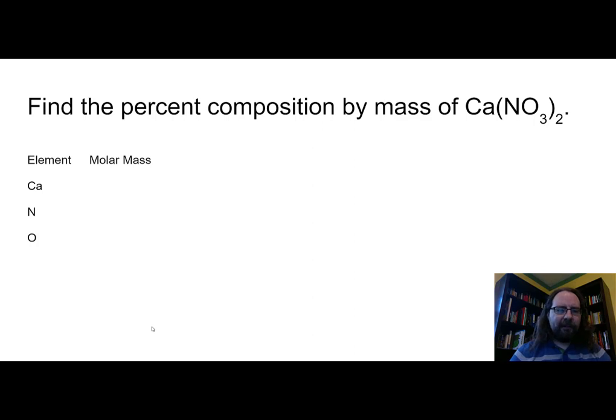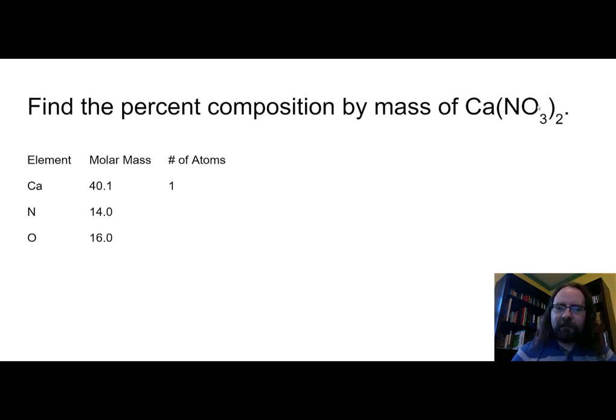Using my periodic table, I find the molar mass of each. Calcium is 40.1, nitrogen is 14.0, and oxygen is 16.0. And now I'm going to count the number of atoms. Looking at the compound's formula, I only see one calcium. Remember that this subscript 2 refers only to the nitrate, it does not refer to the calcium. So there's one atom of calcium.